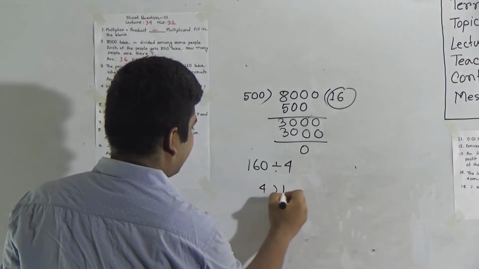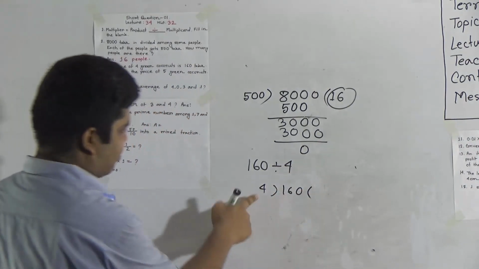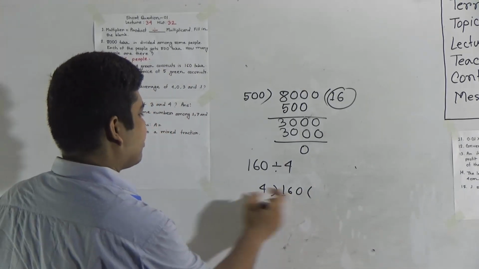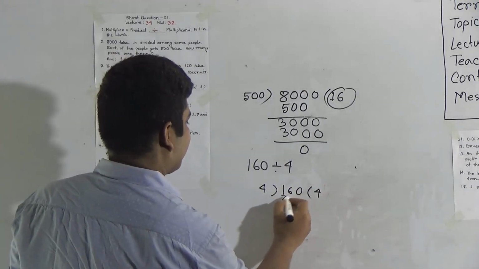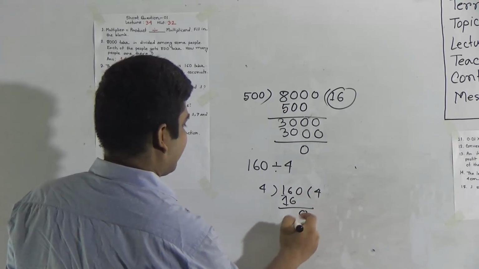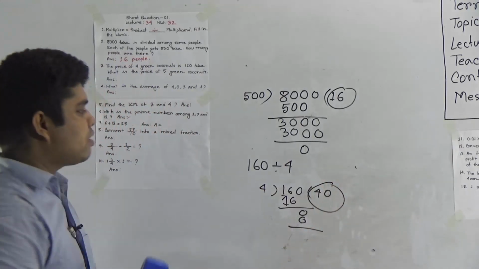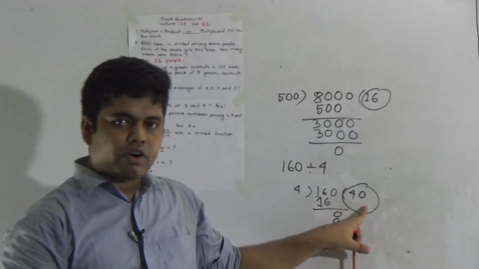That means 4 divided into 160. 1 is smaller than 4. For this reason we take 2 digits. In 16, 4 goes in 4 times. That means 4 4s are 16, and 0. In 0, 4 goes in 0 times. That means the price of 1 green coconut is 40 taka.